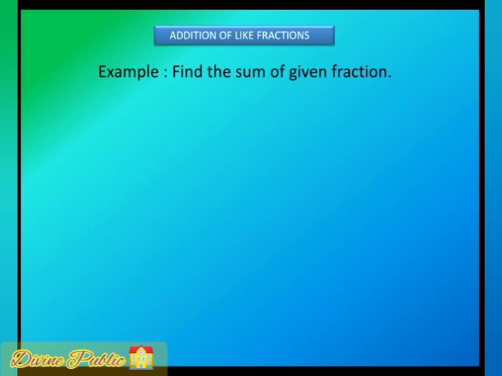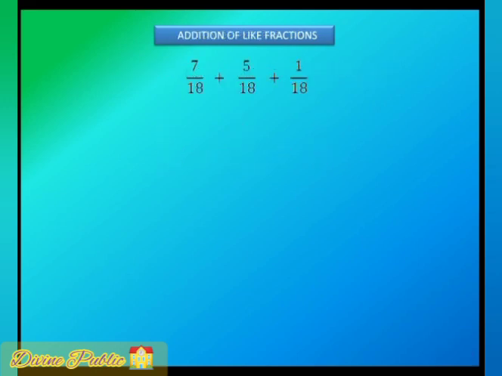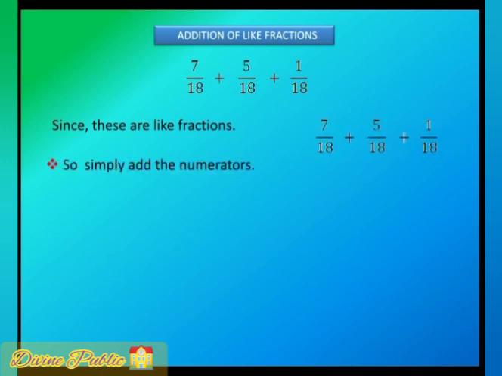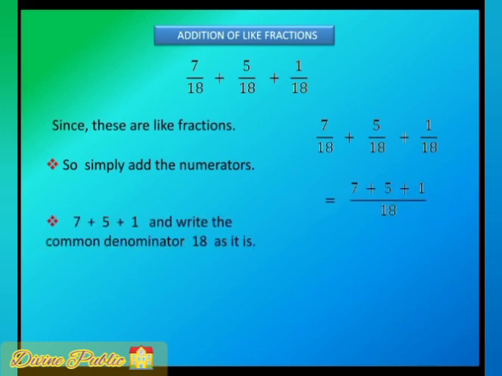In example 1, find the sum of the given fractions 7 by 18 plus 5 by 18 plus 1 by 18. All are like fractions. So let us begin how it will be solved. Since these are like fractions, there is no need to take out the LCM. So simply we will add the numerators, 7 plus 5 plus 1, and write the common denominator as it is. So that will be 13 upon 18.